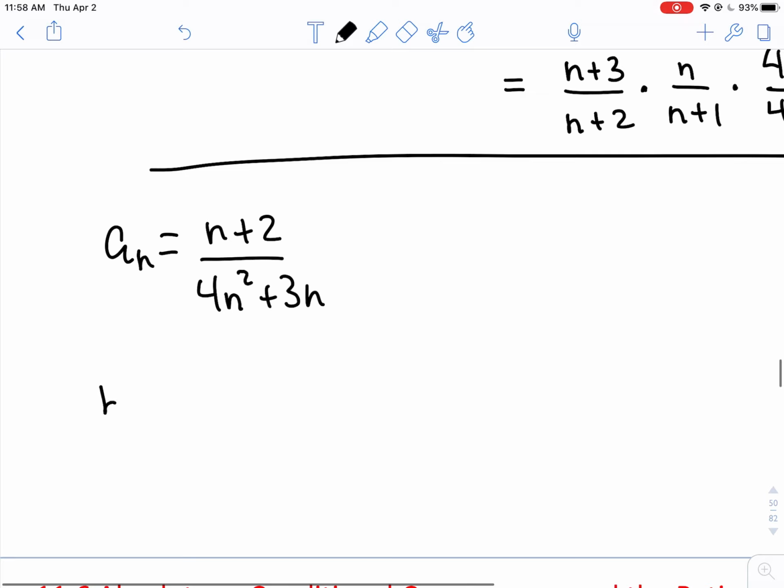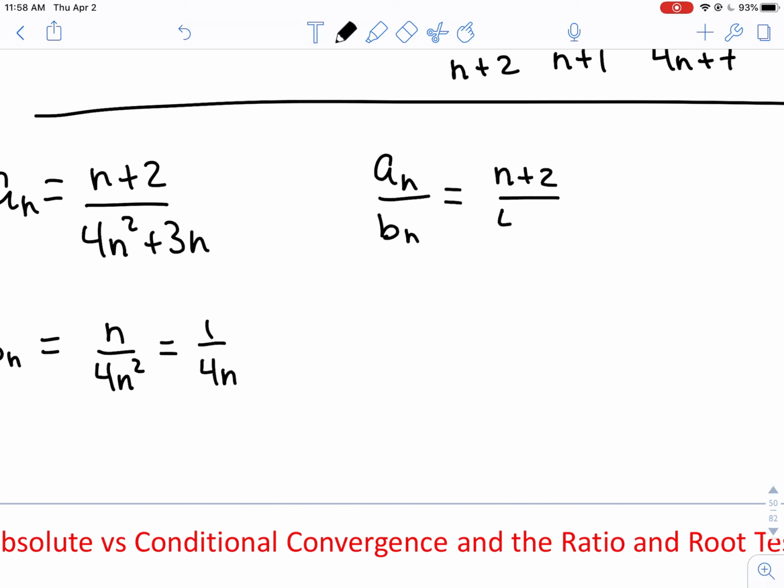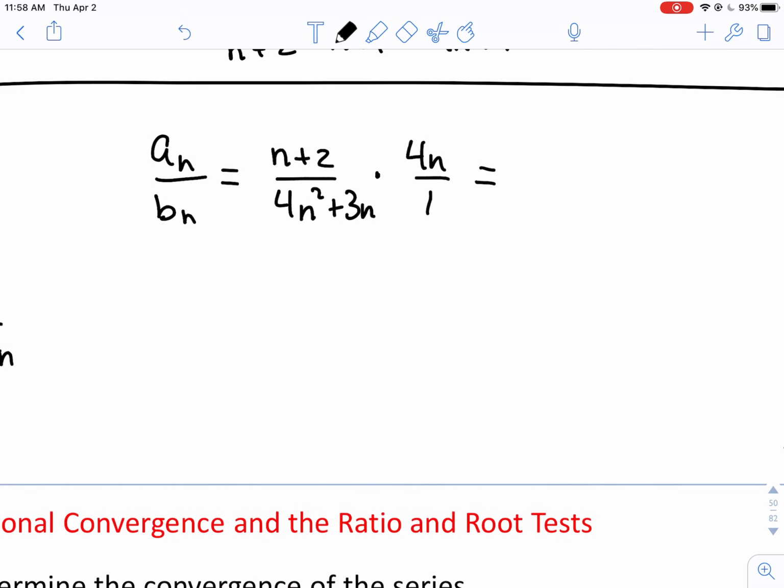Create a new sequence, b sub n, that's just, get rid of the clutter. Get rid of the non-dominant terms, which simplifies to 1 over 4n. Then you do a limit of a sub n divided by b sub n. So a sub n is n plus 2 over 4n squared plus 3n. And instead of dividing by a fraction, I'm going to multiply by the reciprocal, so 4n over 1. If you want, you could distribute, and you have 4n squared plus 8n over 4n squared plus 3n.